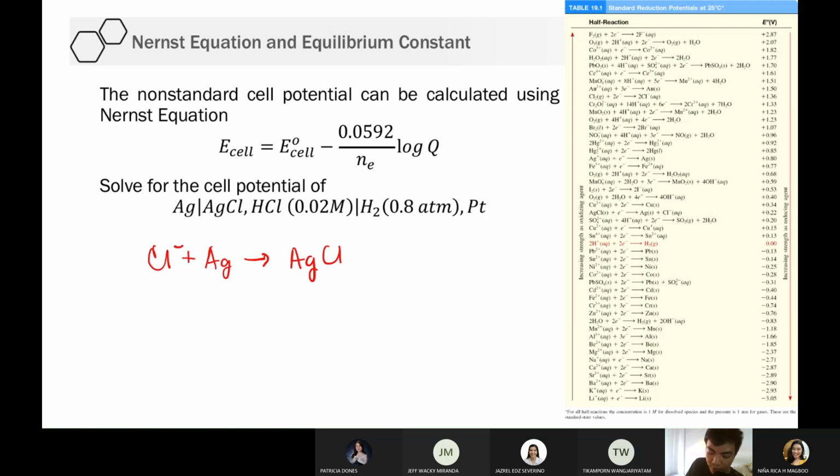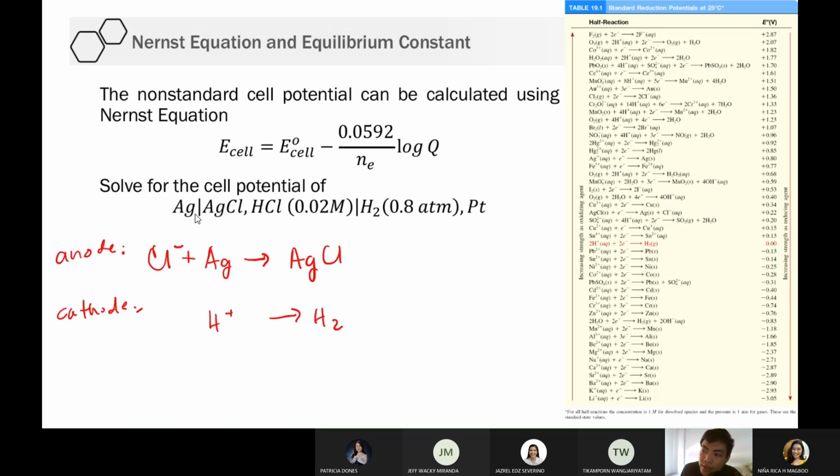Okay, so this is the anode reaction. So I want you to balance the electrons. Okay, and for the cathode, that will be this one. So the ion in HCl is H plus. Okay, so that's just H plus turning into H2.